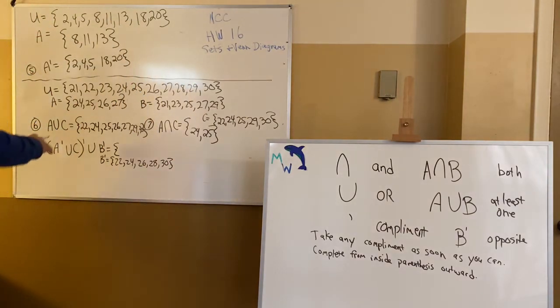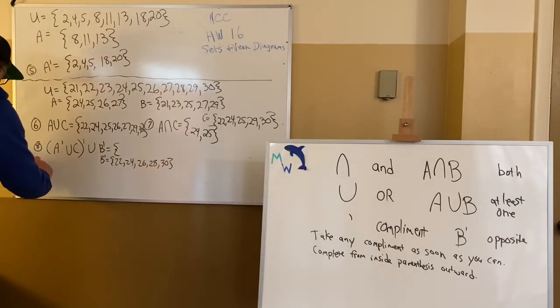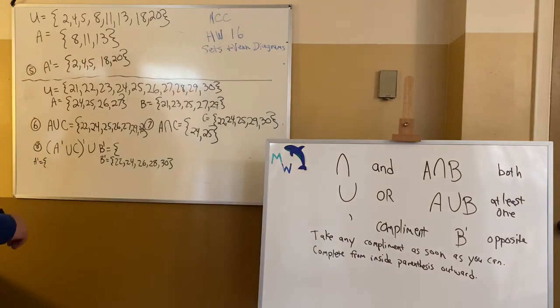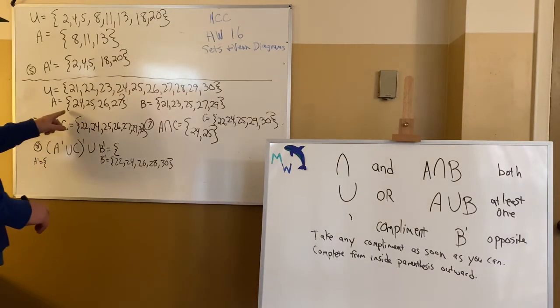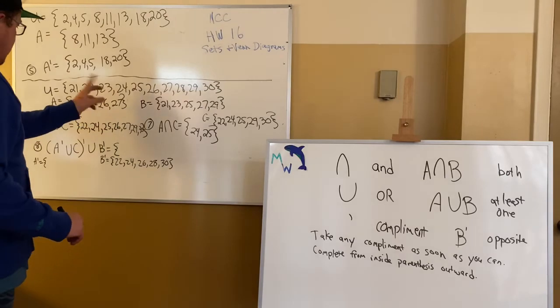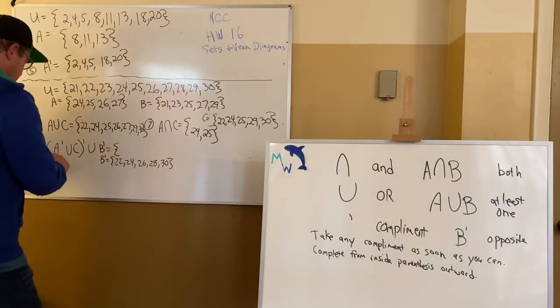And when we need to do that OR, we're going to bring this guy up and do an OR with him. Okay, now I've got to work on this. First thing I would do is take A's complement and see what A's complement is. A has 24, 25, 26, and 27. I want everything but 24, 25, 26, and 27. A's complement, I can take that complement right now.